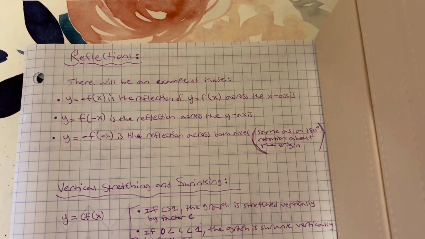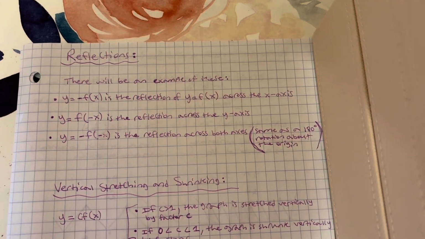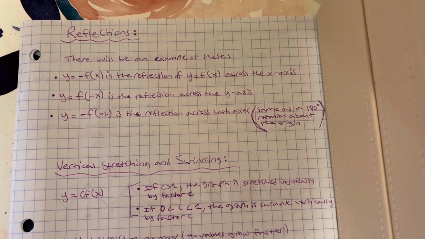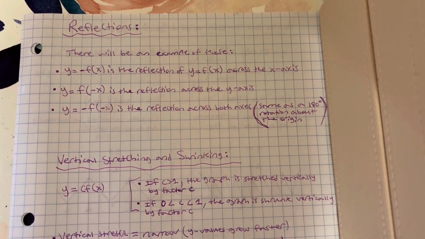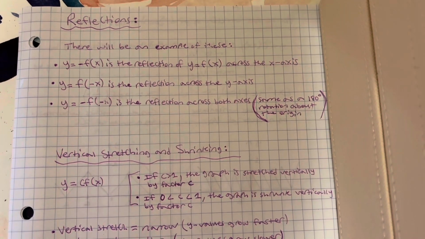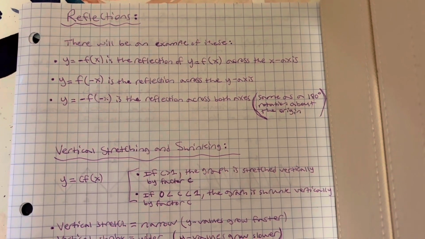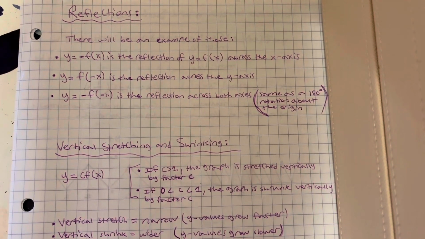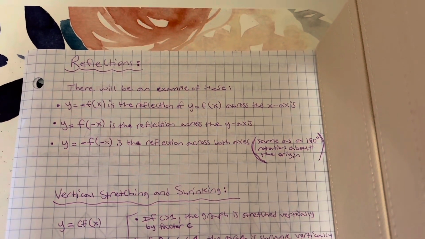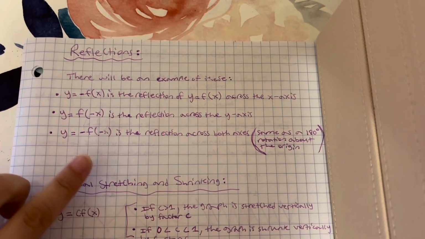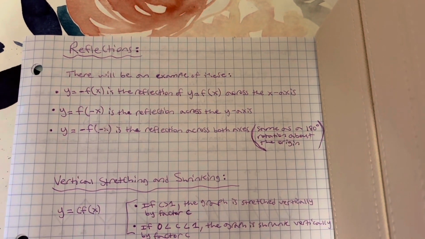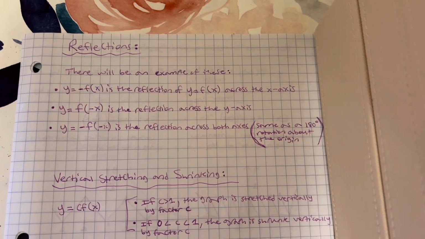All right, now talking about reflections. There will be an example of these, but I'm just going to talk about the general requirements and expectations. Y equals negative f of x is the reflection of y equals f of x across the x-axis. Y equals f of negative x is the reflection across the y-axis. And y equals negative f of negative x is the reflection across both axes, so it's the same as a 180 degree rotation about the origin.